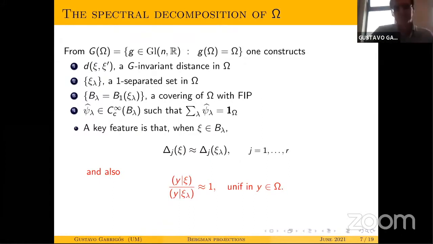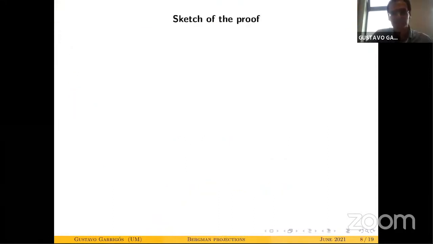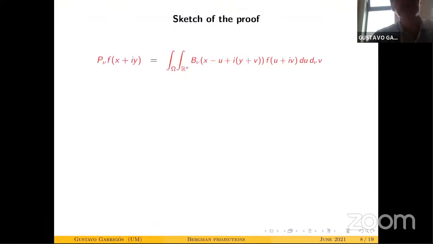Okay, so these expressions appear later in the multipliers, and I'm going to use a Littlewood-Paley decomposition to attack this problem from a harmonic analysis point of view, and I need to know that these expressions are more or less constant when I use this decomposition. So here is a sketch of the proof, of how one would use this spectral decomposition to prove boundedness. Okay, so this is the expression of the Bergman kernel.